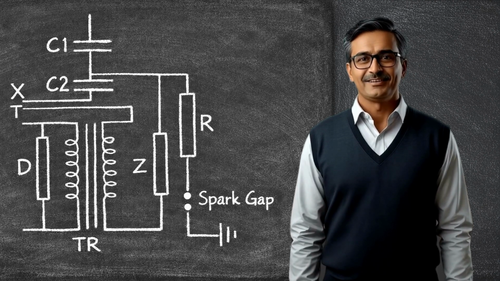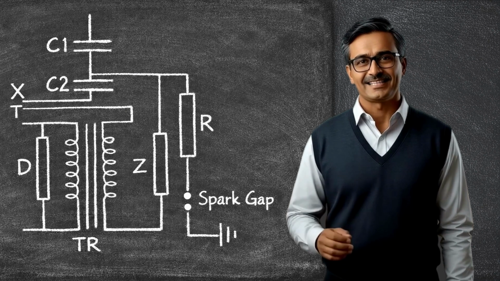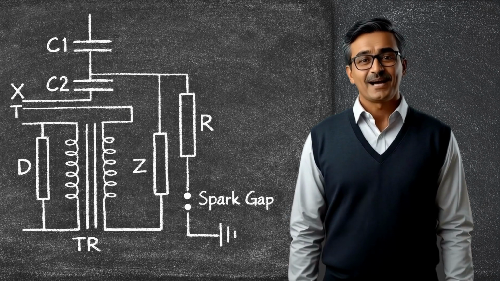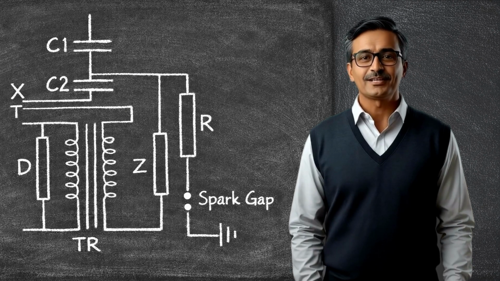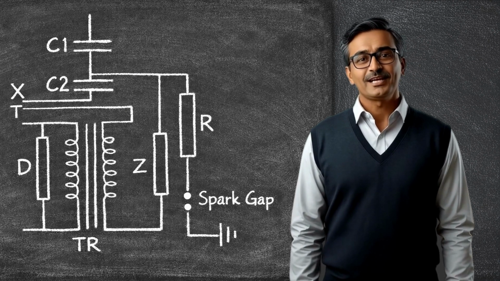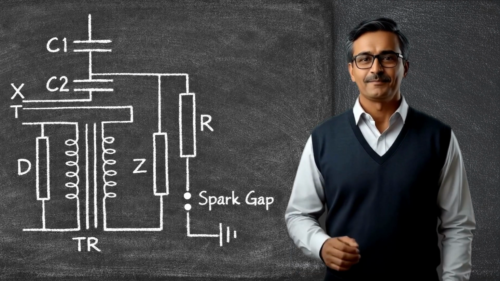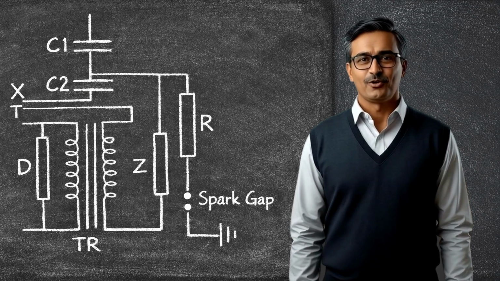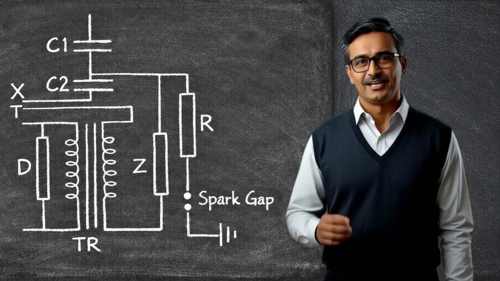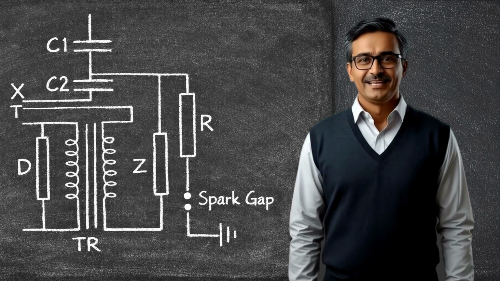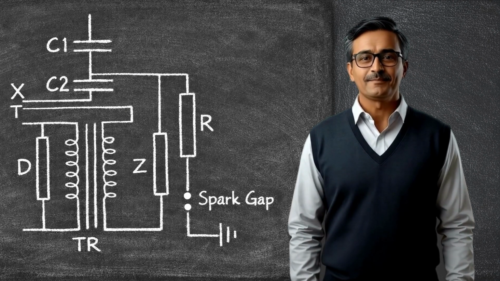Why do we need a CVT? First, let us ask a simple question. In transmission systems, voltages are very high. 132 kilovolts, 220 kilovolts, 400 kilovolts, and even higher. Can we directly connect meters or protection relays to such voltage? No. So we need a device which reduces this voltage safely and accurately. That device is the CVT.